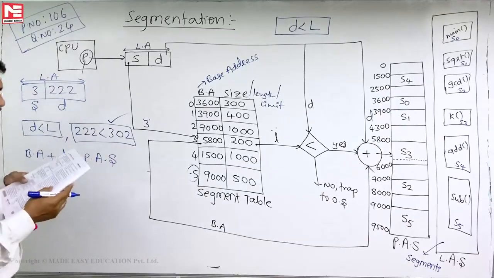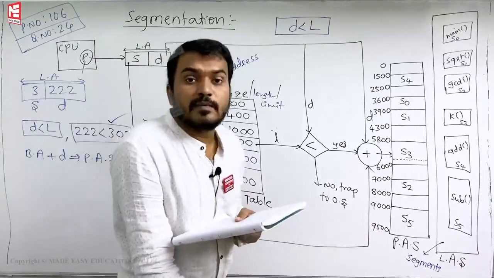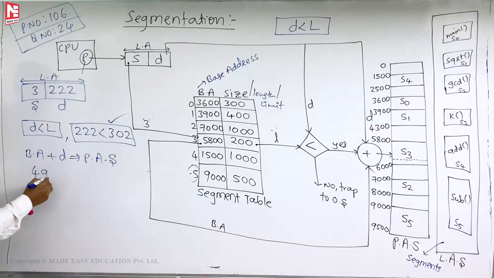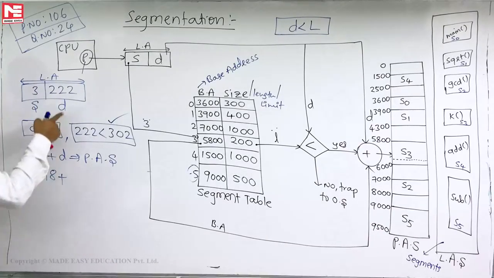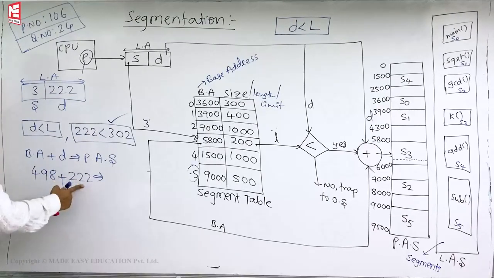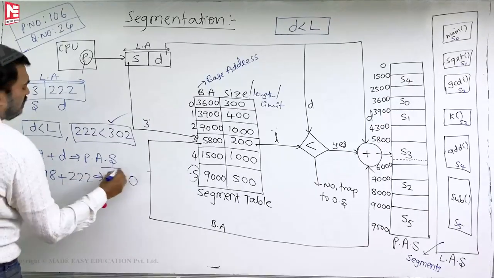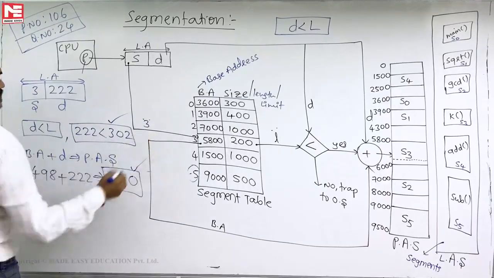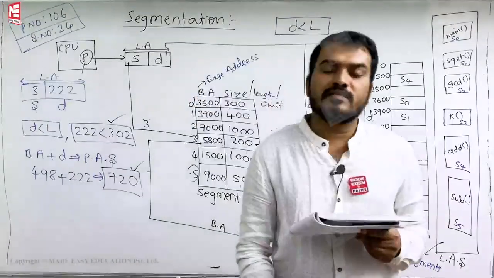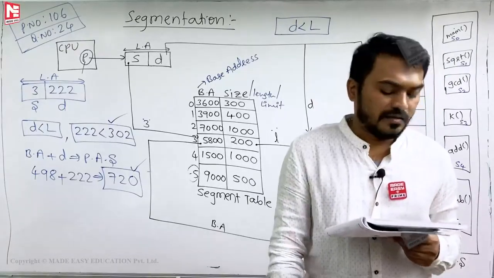What is the base address? The base address of segment number 3 given in the table is 498. So 498 plus the D value, 222. Add both: 498 plus 222 is 720. So 720 is the right answer. So simple. You just add the base address with the corresponding offset value and go to the corresponding location in the PAS. Is that clear?